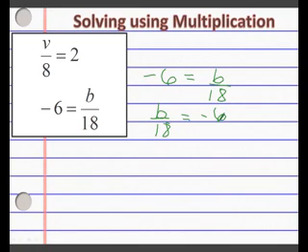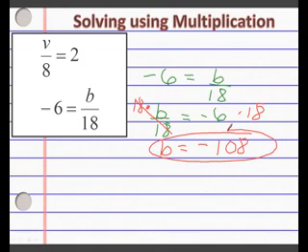So the opposite of dividing by 18 would be multiplying by 18 on both sides of my problem. So 18 divided by 18 is 1b, or just b by itself. And then on the right side, a negative times a positive is going to be negative. And 6 times 18 is 108. So b equals negative 108.